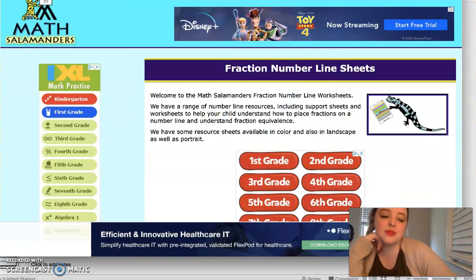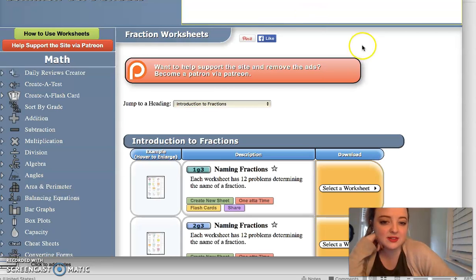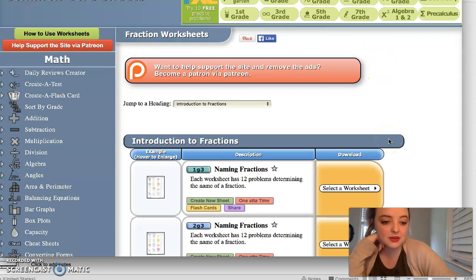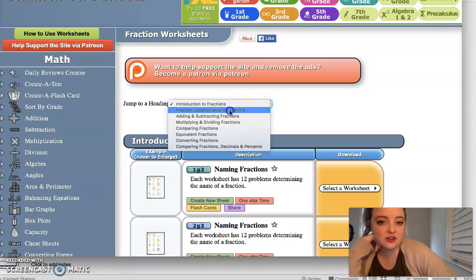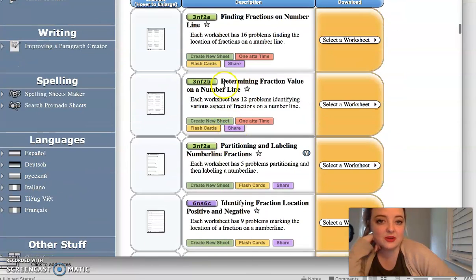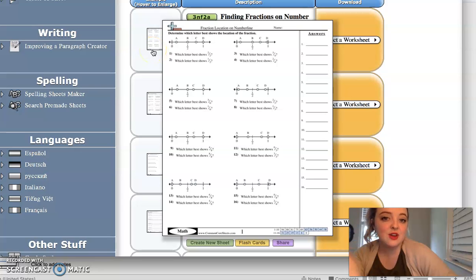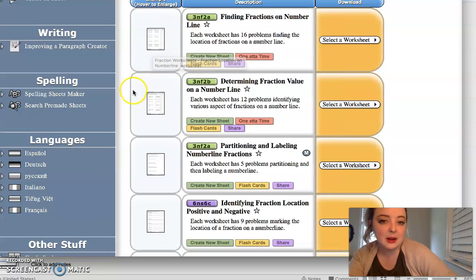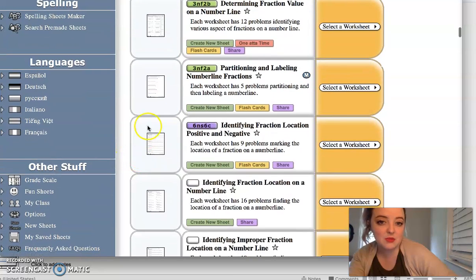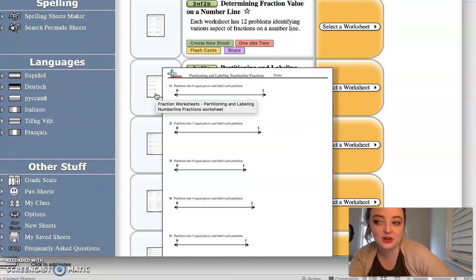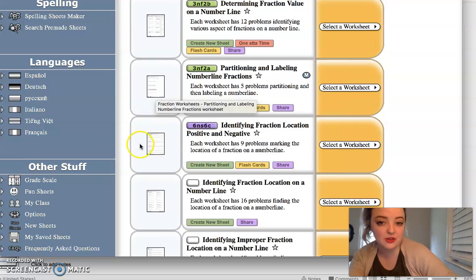I'm trying to find some things to post to Seesaw. Remember, in Seesaw, it is in that separate tab. So I'm going to actually jump here, fraction location on the number line. It's going to jump me down. Here's where I can find fractions on a number line. Here's if I'm figuring out what the values are of each tick mark here. This is kind of what your activity is today. Partitioning and labeling. This is where you'd actually have to go through and partition on your own.